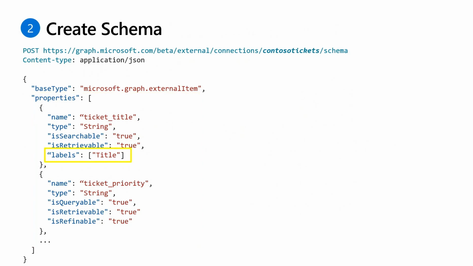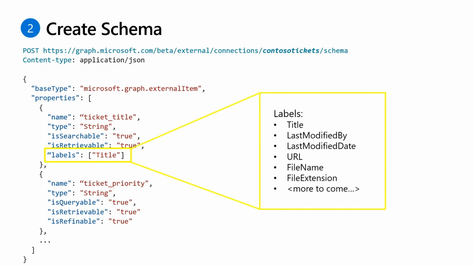Finally, I want to draw your attention to a new feature we call semantic labels, which allows you to specify a collection of well-known strings to tell the Microsoft Graph what this particular property semantically means. So in this particular example, the property name is ticket title, but you're also saying that semantically, it's just a title. There are other well-known strings that you can use to tell Microsoft Graph what your property semantically means. And we will add more in the future to support future scenarios.